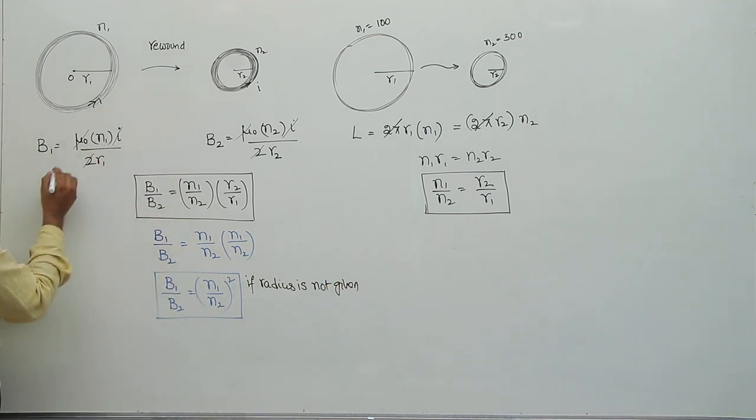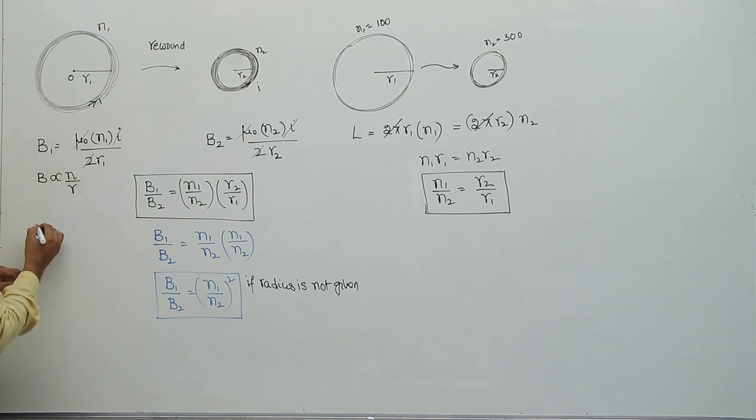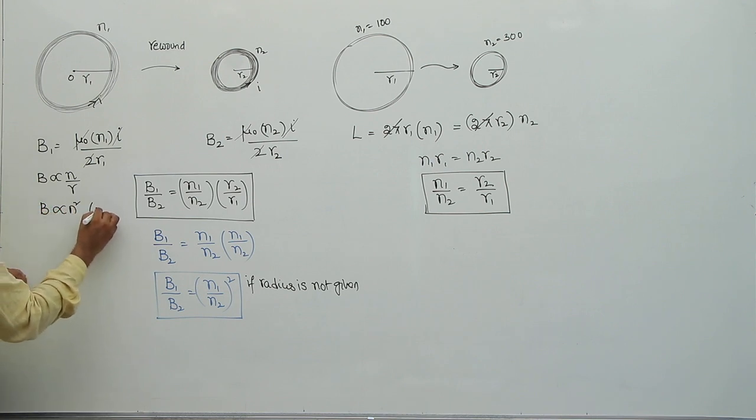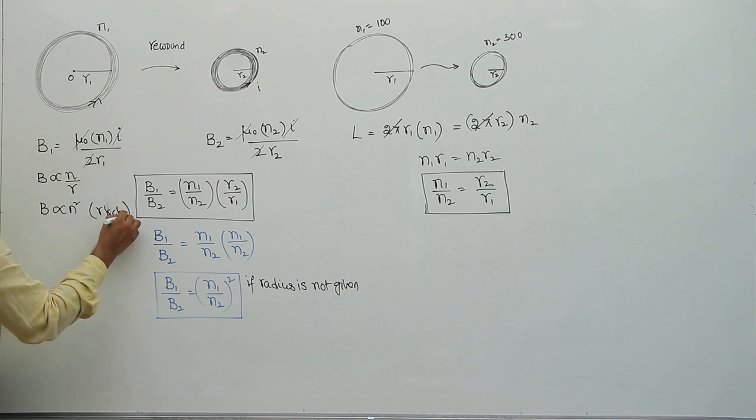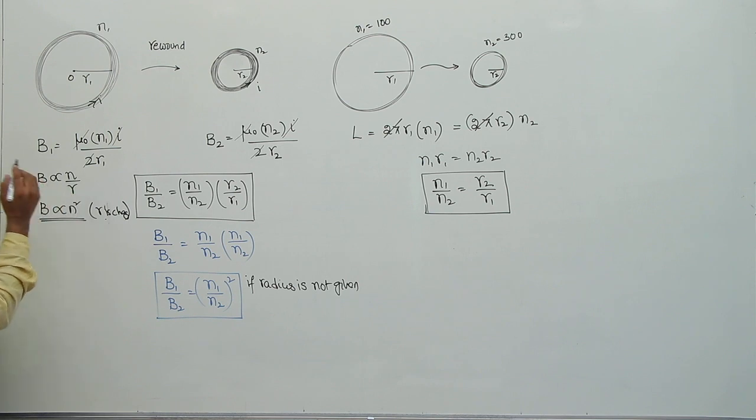Actually, if you take this one, B is directly proportional to N, or B is directly proportional to N square if R is changing. If R value is changing, you can write B proportional to N square. Otherwise, if R is given, B is proportional to N by R only.